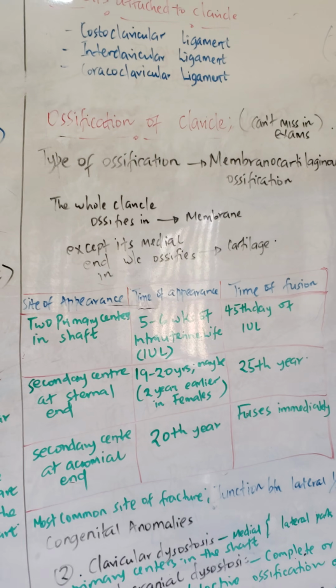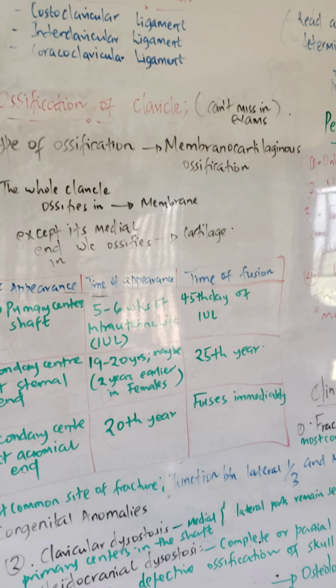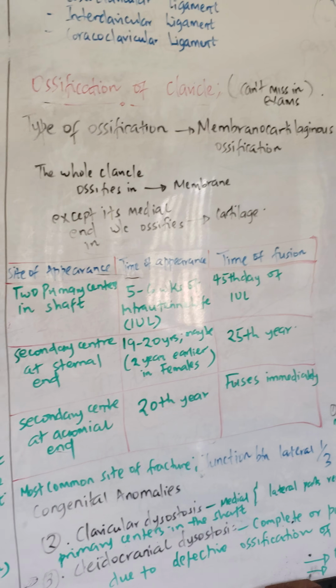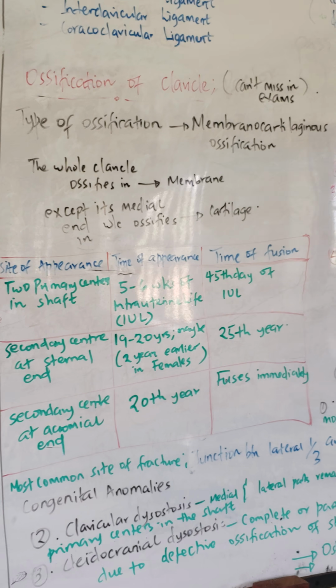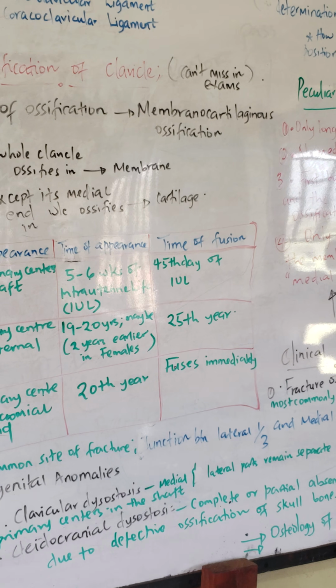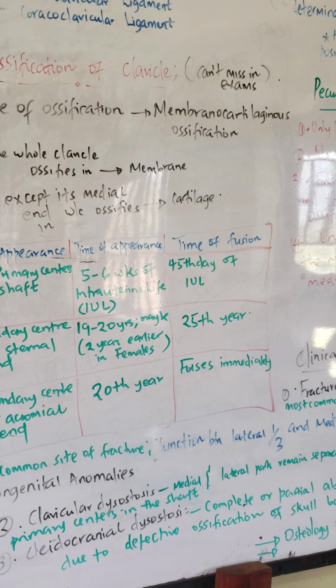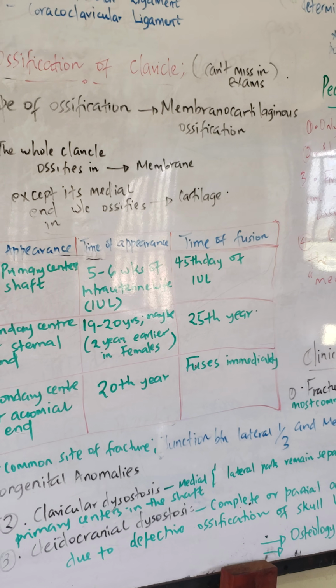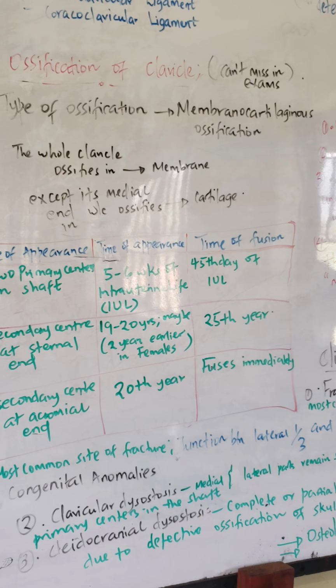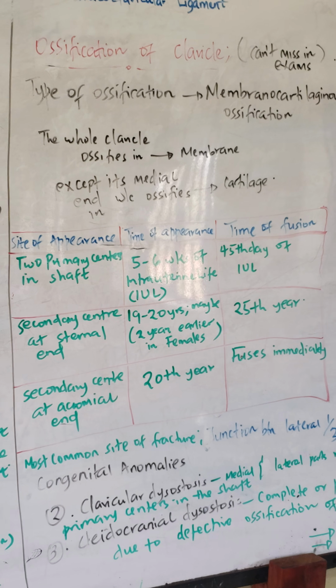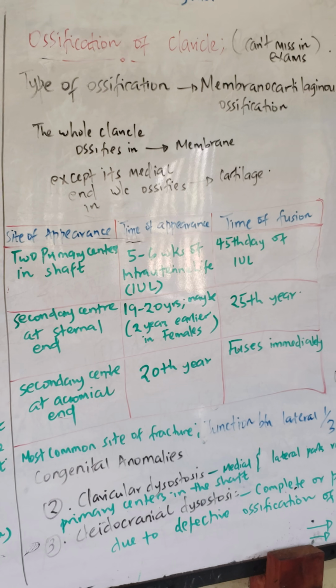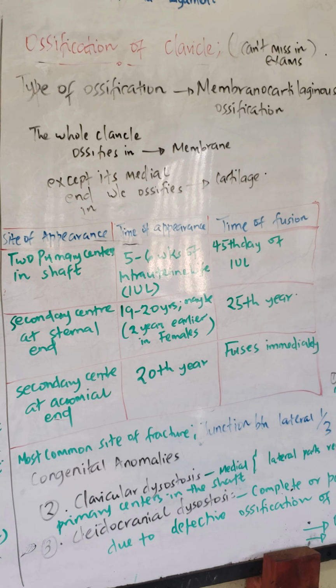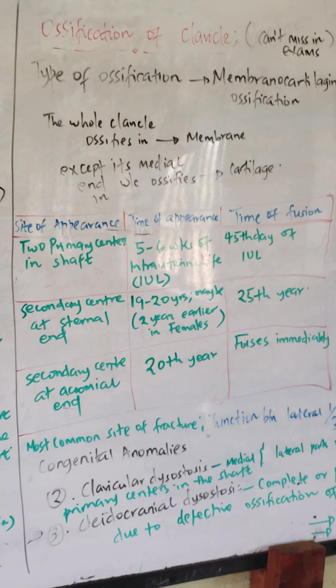And then on ossification, remember this can't be missed in your exams. You have to first know what is the type of ossification. The clavicle undergoes membranocartilaginous ossification, meaning it ossifies in the membrane and in the cartilage. Most of it ossifies in the membrane except its medial end, which is in the cartilage.